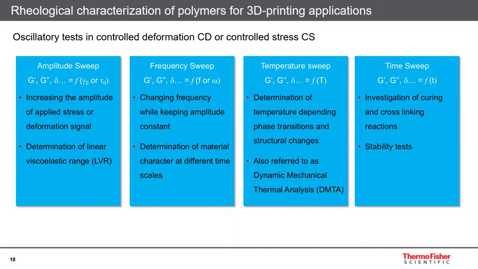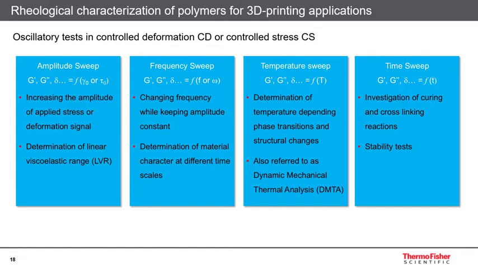In the linear viscoelastic range, a material's microstructure remains unchanged, and as a result, the rheological properties, such as storage and loss modulus, are constant and independent of the applied stress or deformation. Once a critical deformation or stress value is reached, the microstructure of the material begins to change, and the rheological parameters also start to change.